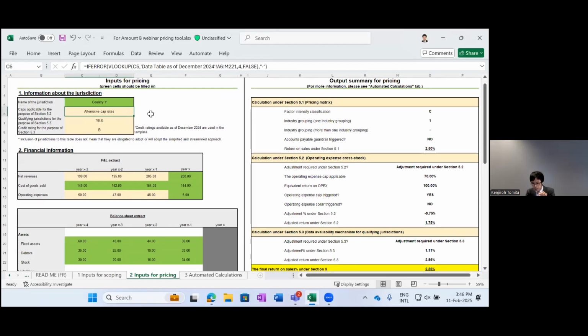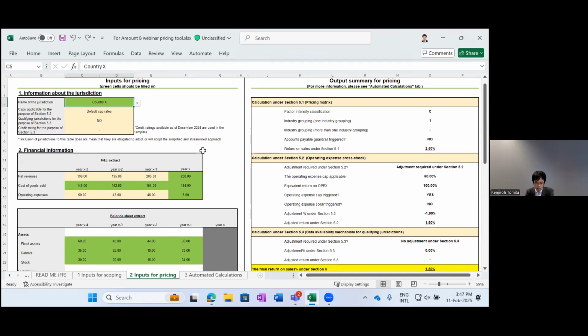With the alternative cap rates, the OPEX cap rate applicable here goes up to 70%. That means that the return on sales is capped at higher rates. Then the final return is 1.75% rather than 1.5% with country X, which is a non-qualifying jurisdiction. And just in case, the published version of the tool has a list of jurisdictions, so you can check the status of your jurisdictions with that published version.